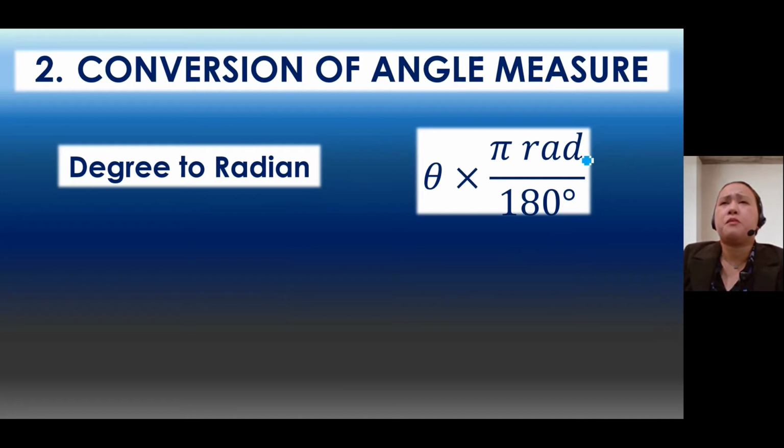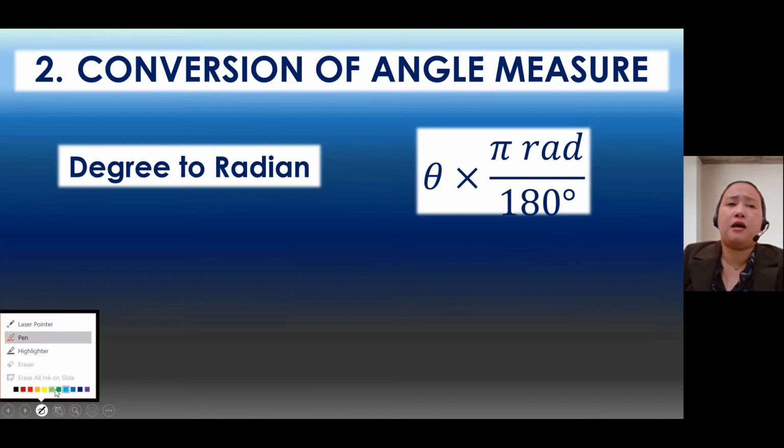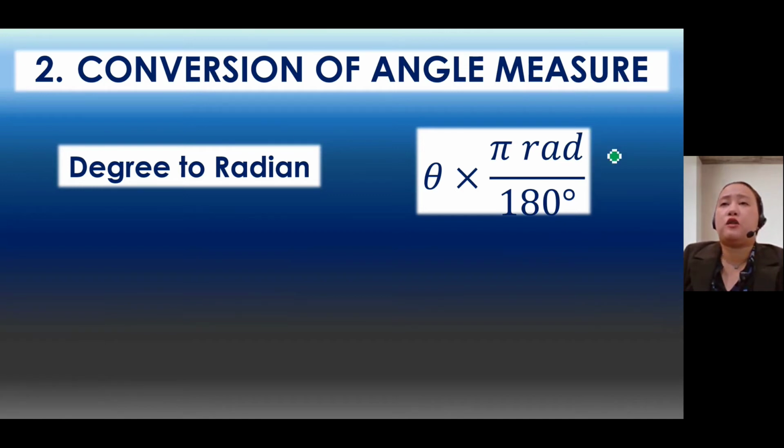Just a reminder, if you have pi, we can actually write it even without a unit. In radian measure, the angle can have the unit rad or not. So if you are given an angle without a unit, it is understood that it is in radians.